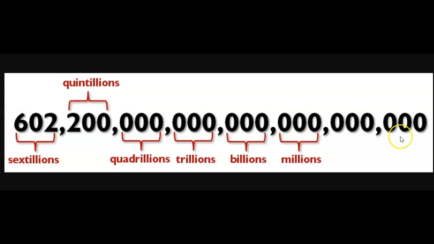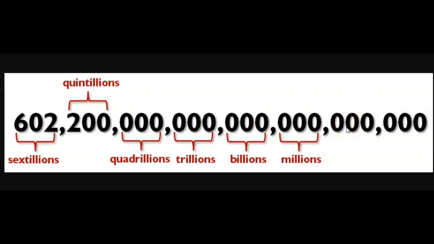Well, as it turns out, you need this many. You need 602 sextillion, 200 quintillion protons to have a gram of protons. And we take this number and we say that this number represents a mole.